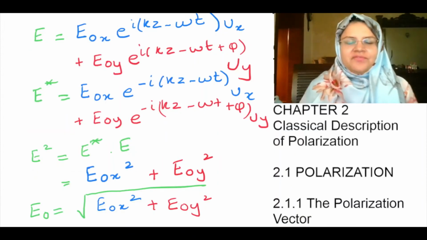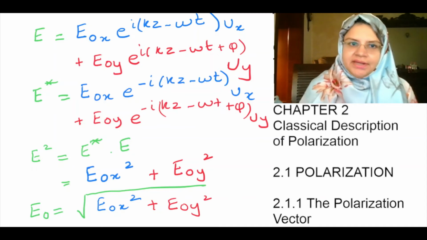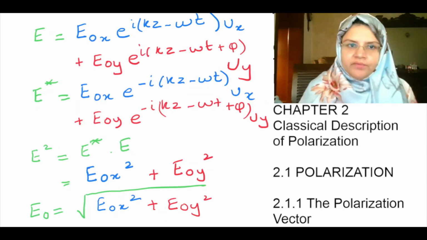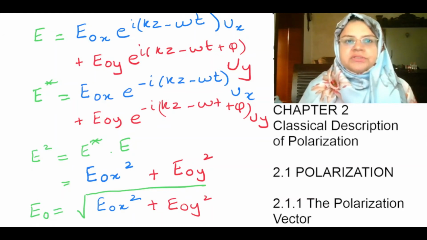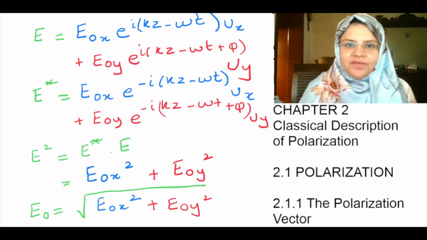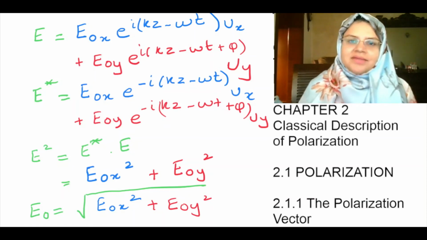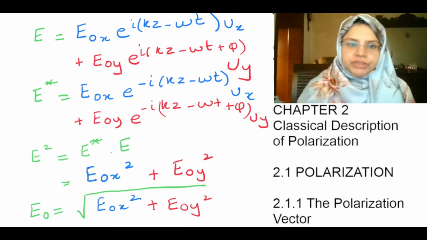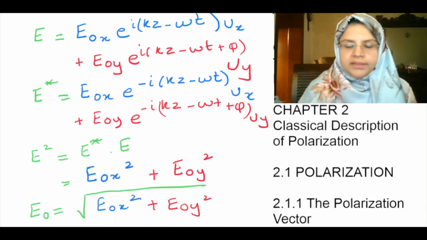We know that the electric field is the sum of the electric field in the x direction and the electric field in the y direction. Therefore, E = E naught x e^(i(kz - ωt)) u_x + E naught y e^(i(kz - ωt + φ)) u_y. Ux and Uy are unit vectors. If we take the conjugate of the electric field, i becomes minus i. Therefore, E conjugate = E naught x e^(-i(kz - ωt)) u_x + E naught y e^(-i(kz - ωt + φ)) u_y.